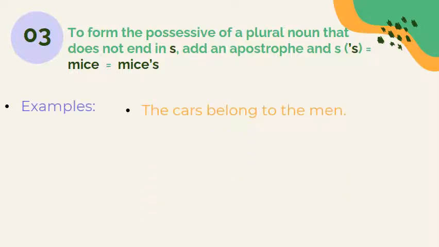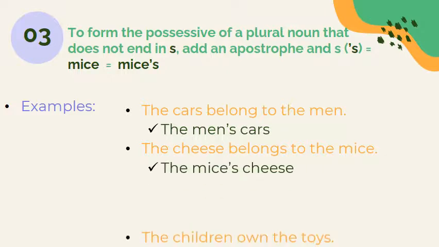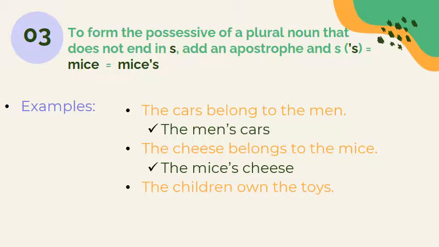Examples. The cars belong to the men. So the men are the owners, and men is one of the irregular plurals. So what should we do here? We say the men's, apostrophe s. Then what belongs to them? The men's cars. Another example. The cheese belongs to the mice. Mice is also an irregular plural noun. It doesn't take s. So we say the mice's, apostrophe then s, cheese. The mice's cheese.